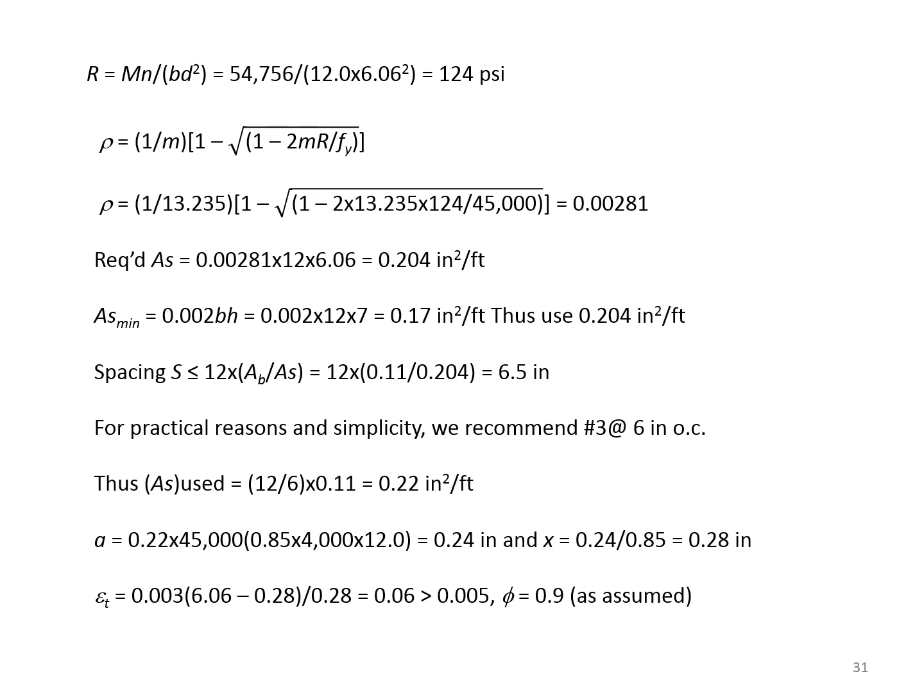So we use that one in computing a, which is 0.24 inches. From that we get x, which is 0.28 inches. From that we can get epsilon t, which is 0.06, a very large value compared with the upper value for epsilon t of 0.005. That means that phi certainly is equal to 0.9 as assumed.